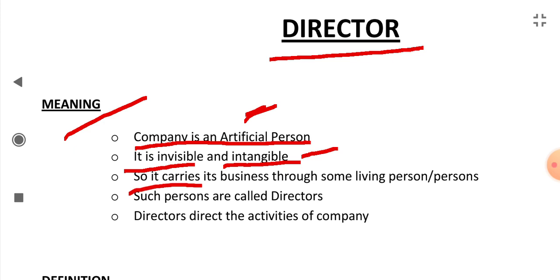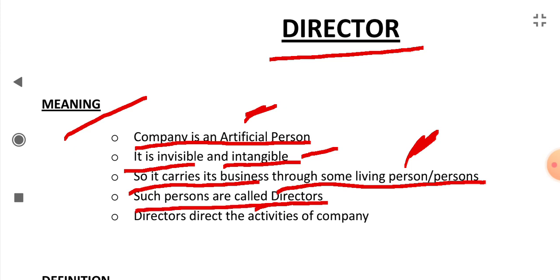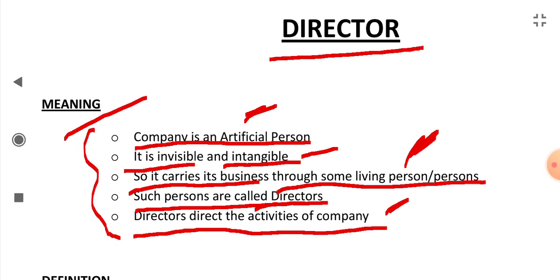So it carries on its business through some living person or persons. The company does its activity through living persons. These persons are called directors, who do the activities of the company. Directors direct the activities of the company. They give the direction to the activities of the company. So this was the meaning of directors.